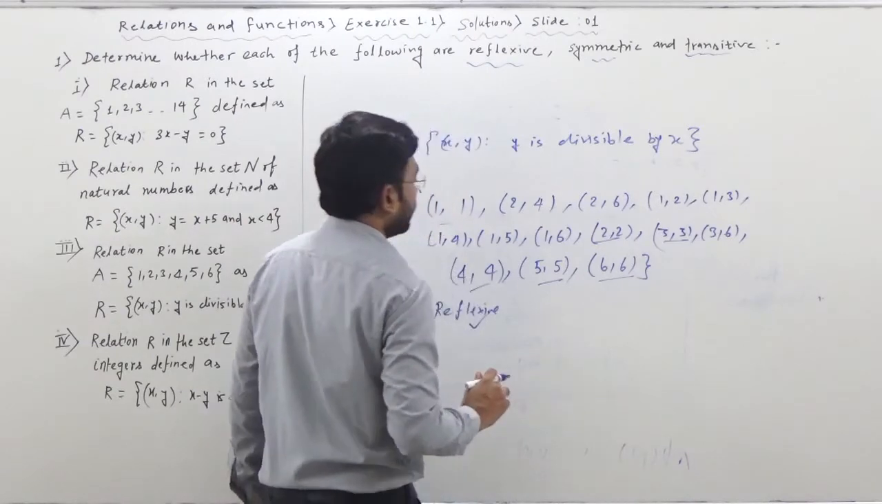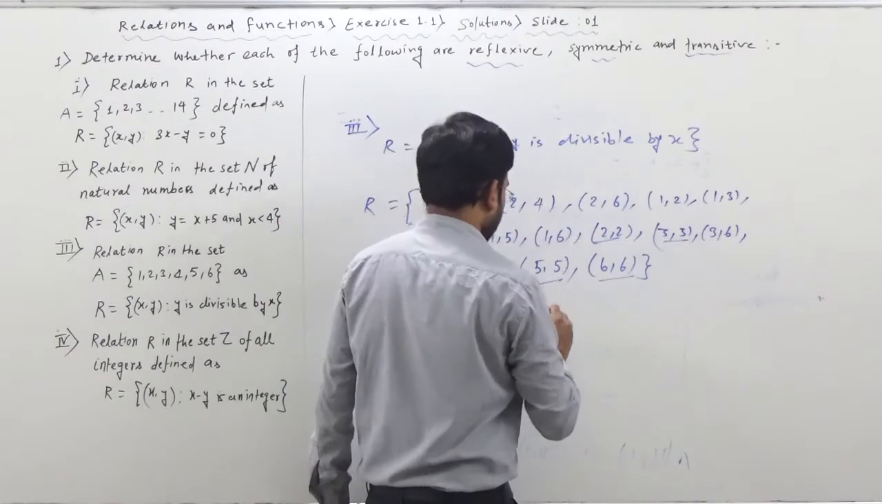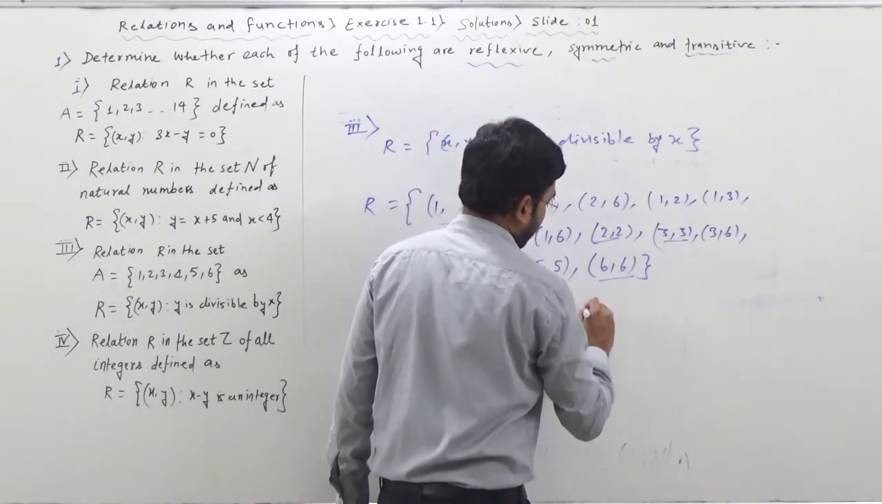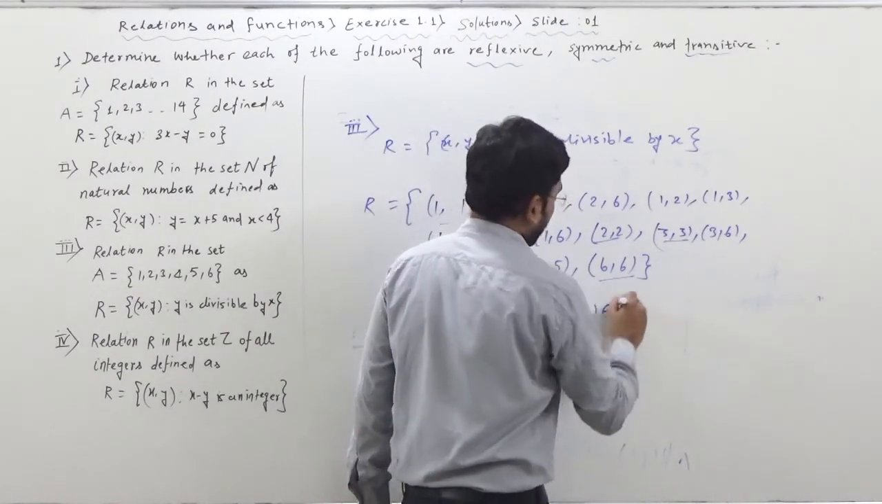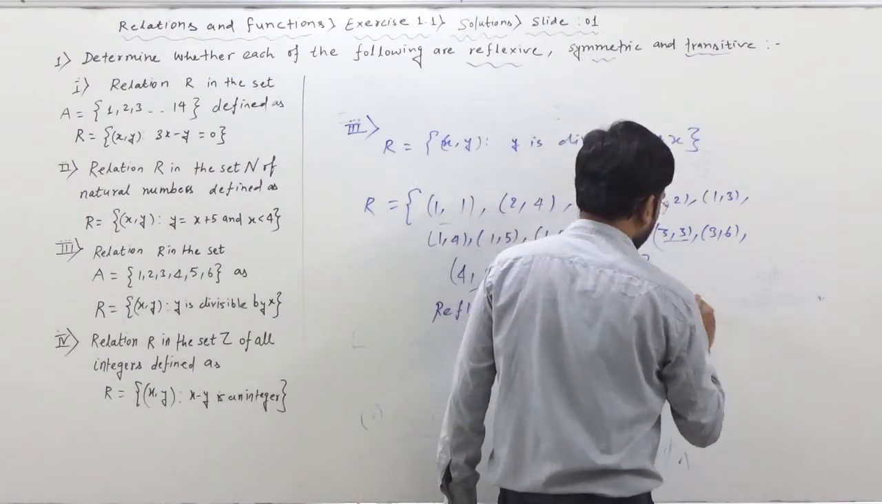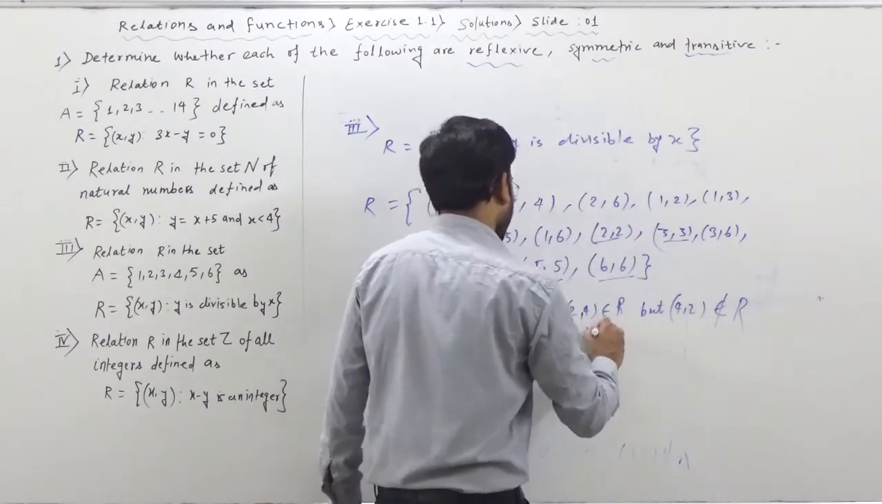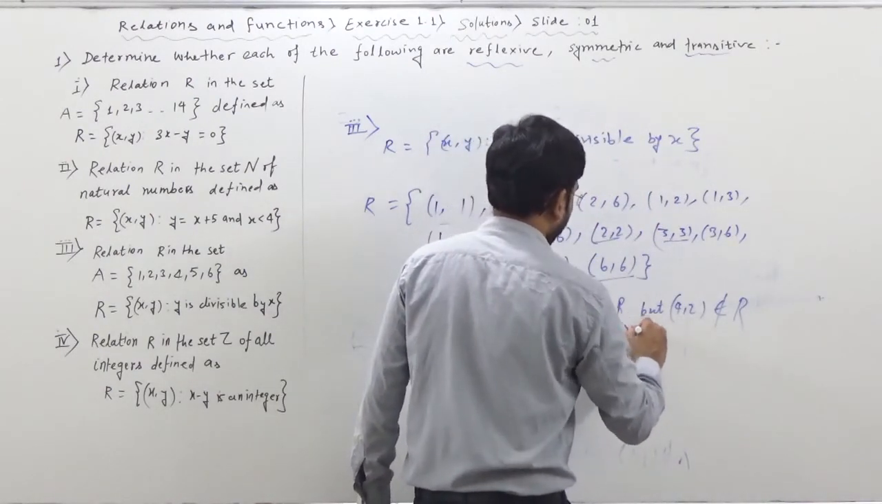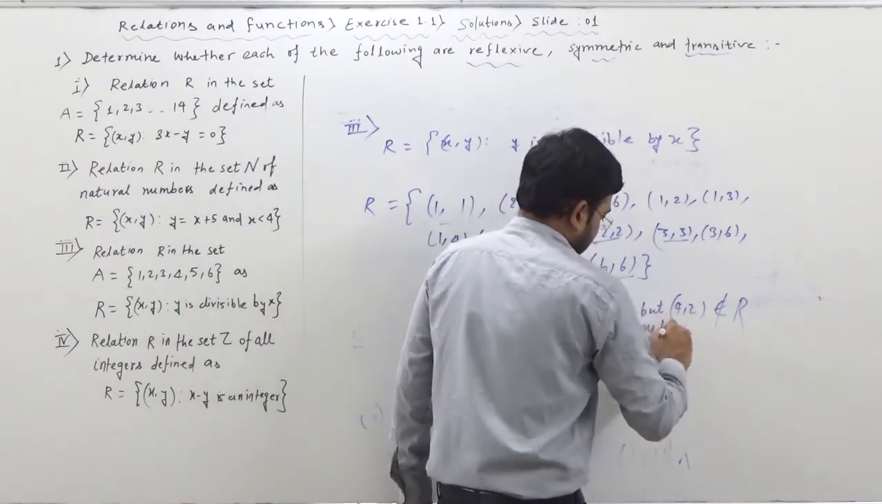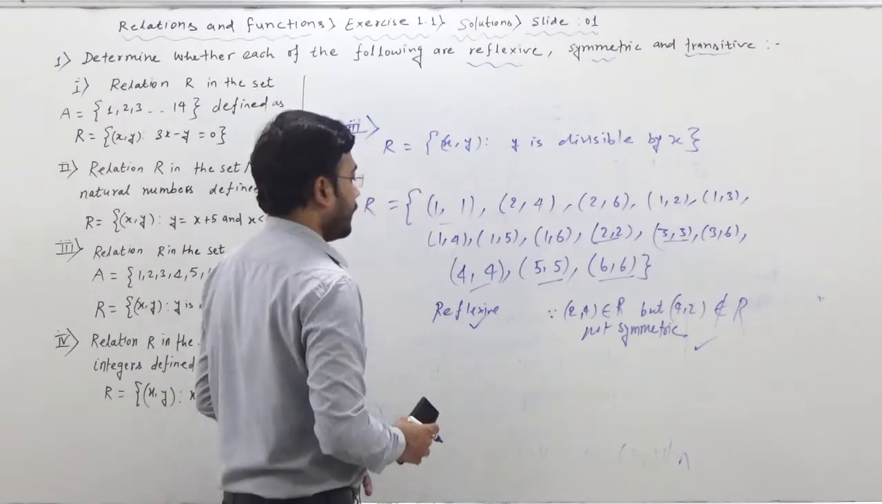Now we will check it for symmetric relation. (2, 4) is there. Since (2, 4) belongs to R, can you tell me whether (4, 2) belongs to this particular R? No. So this is not going to be symmetric. You will write overall that it's not going to be symmetric.